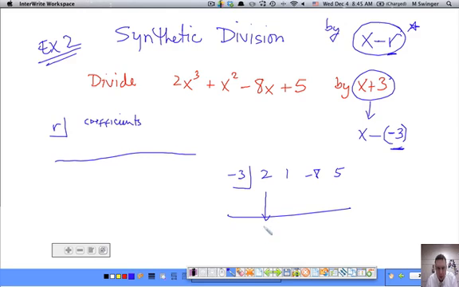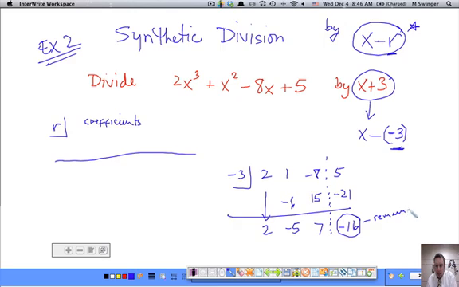Now this is the same process as before. You bring 2 down, and you got 2. You multiply this times this, you get negative 6. You add up these two numbers, negative 5. You multiply these two numbers, you get 15. You add up these two numbers, you get 7. You multiply these two numbers and get negative 21. And you add up these two numbers and you get negative 16, I believe. Yes, that's right.